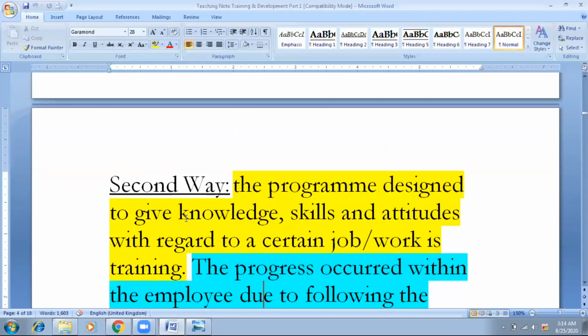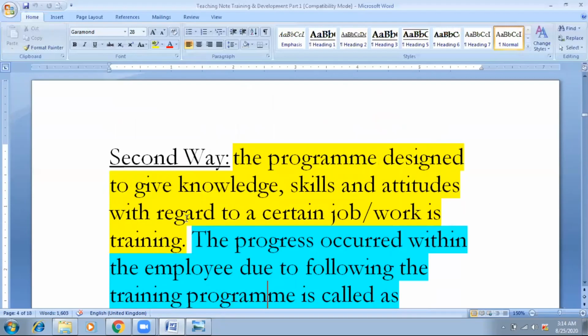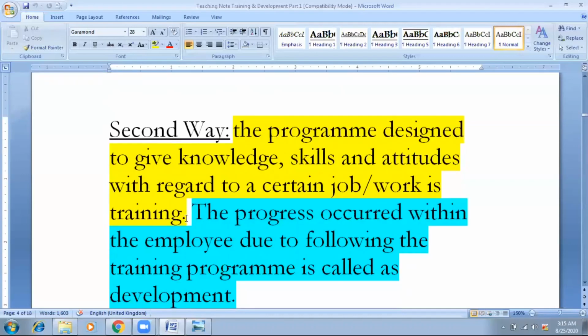Okay. Now, the second way of differentiating between training and development. The training is the program designed to give knowledge, skills, and attitudes with regard to a certain job or a certain work. That is training. So, training is the program designed to give knowledge, skills, and attitudes to employees, to managers, also non-managers. That's the program.